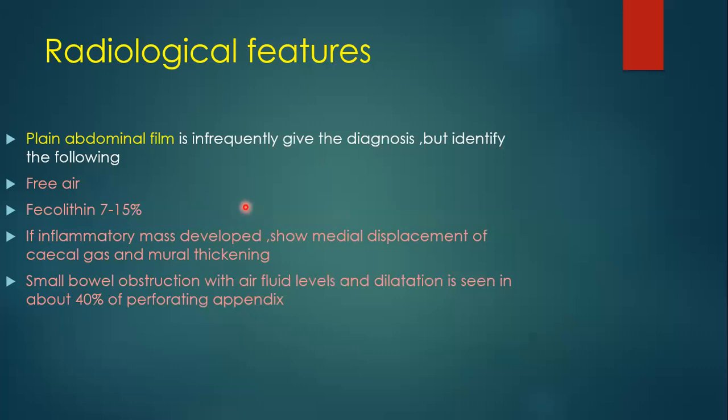Radiological features. Plain abdominal film infrequently gives the diagnosis, but identifies the following: free air, fecalith in about 7 to 15%, and an inflammatory mass, if developed, shows medial displacement of the cecal gas and mural thickening. Small bowel obstruction with air fluid level and dilatation is seen in about 40% of perforating appendix.